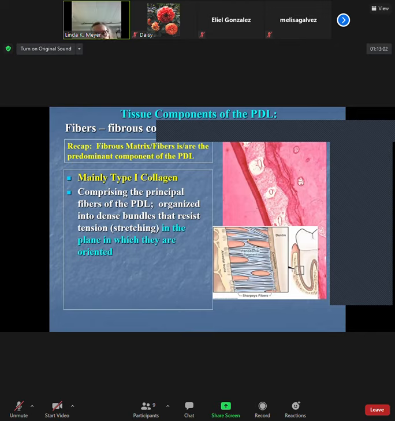And we've already seen how they resist tension in the planes in which they are oriented. So when a force acts, they're not going to stretch. They're going to keep the tooth nice and stable in the periodontium. One thing that I want you to understand, though, is that in addition, these interstitial areas that are loose connective tissue proper will have a little bit of type 1 and type 3 collagen in there, but it's more delicate. So I'm just drawing in a little bit of type 1 and type 3 collagen in the interstitial areas.